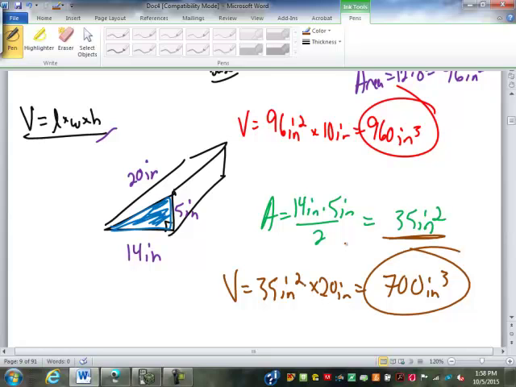What do you think? And this goes on to any shape we can find a volume of.